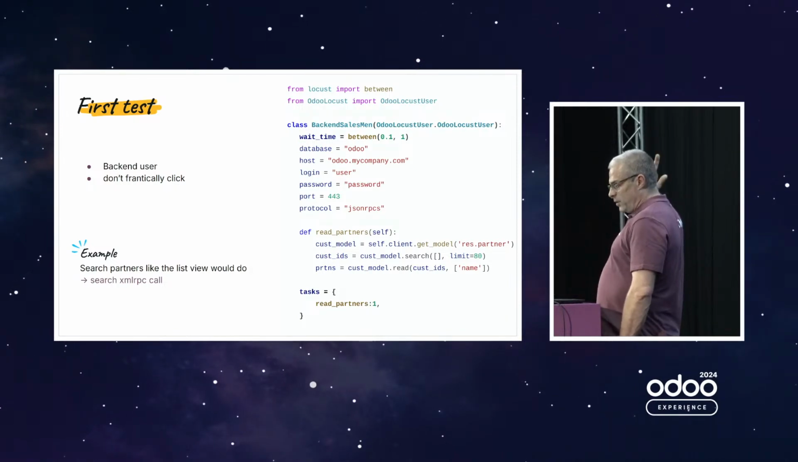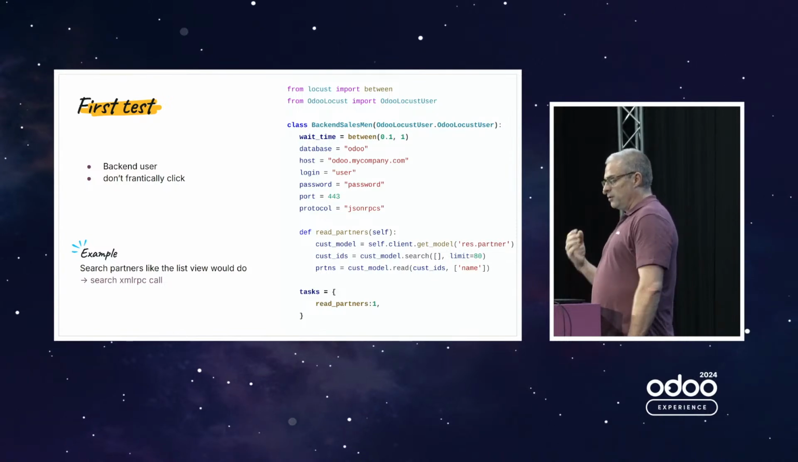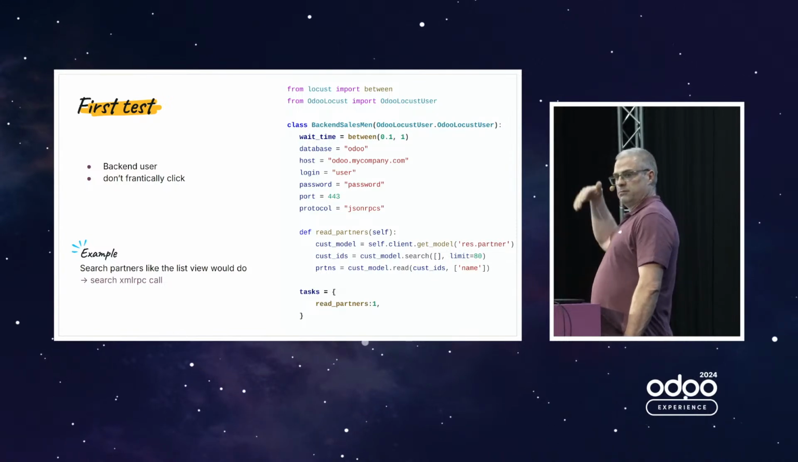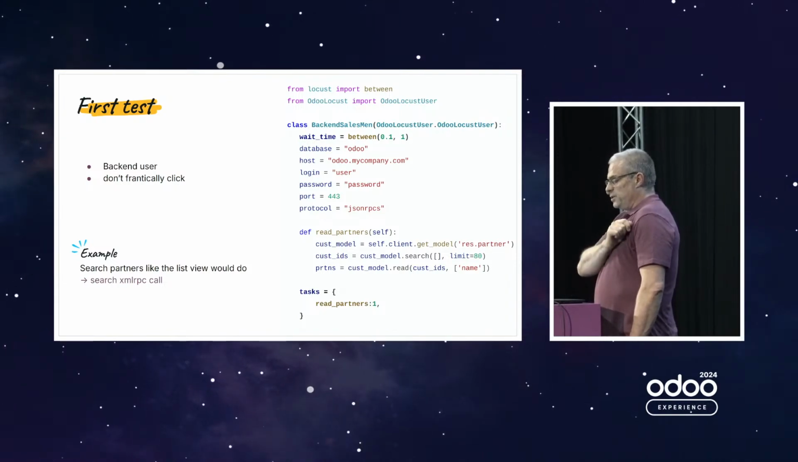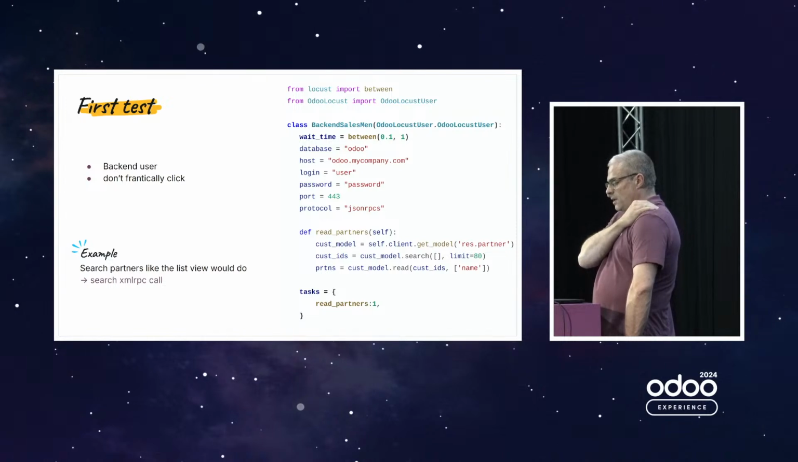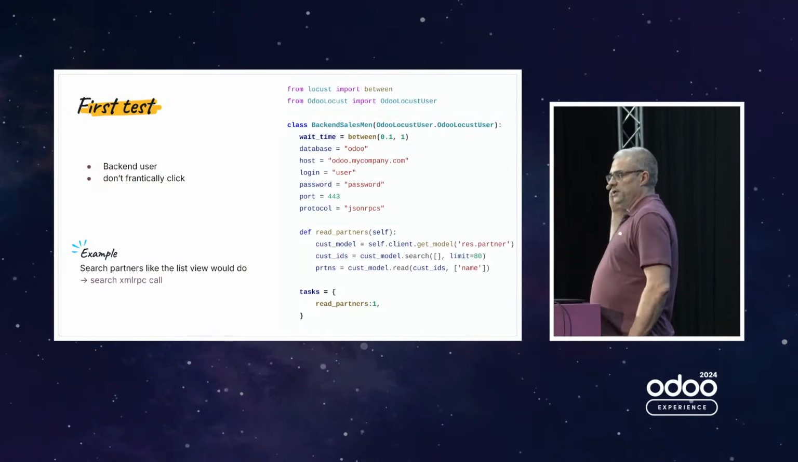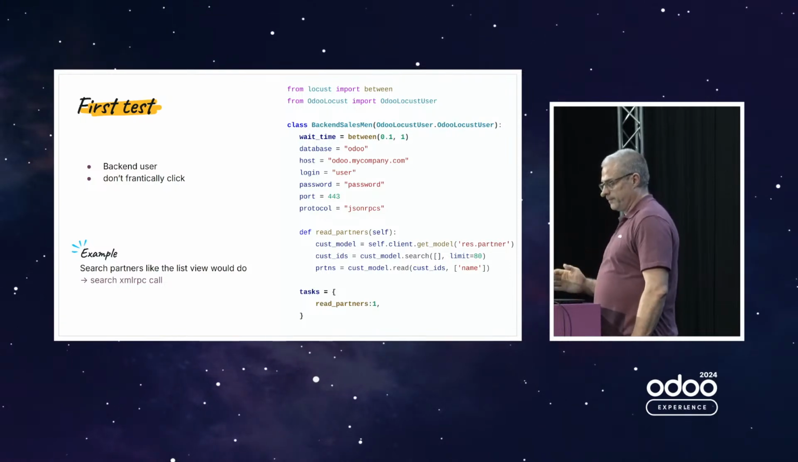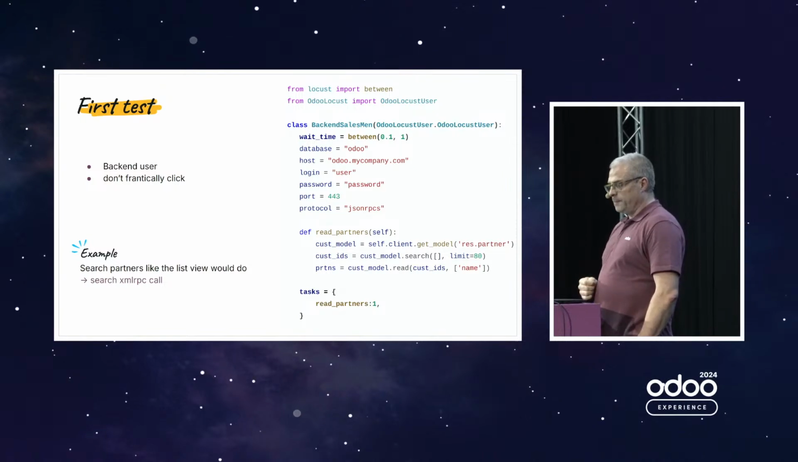Then you have a task, which is here read partners. So you get the model REST partner, you search for no particular criteria with a limit of 80, and then you read the field name. It just simulates the list of partners. That's what it's doing. It's done through XML RPC.